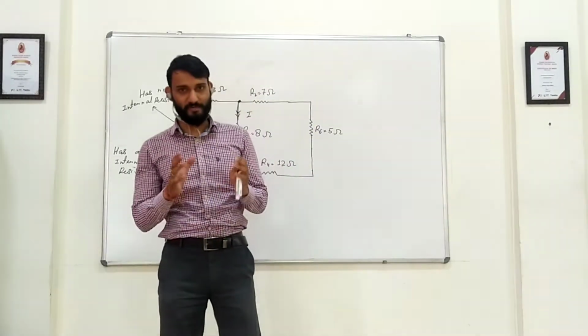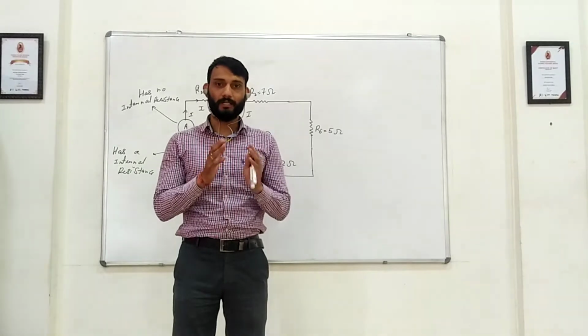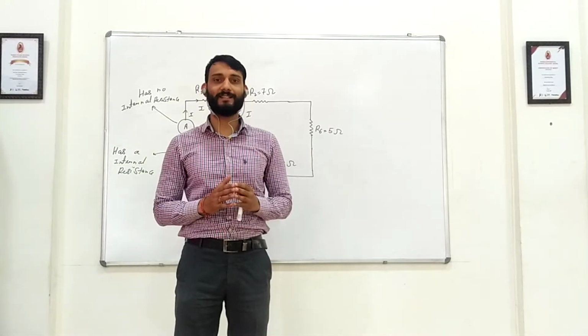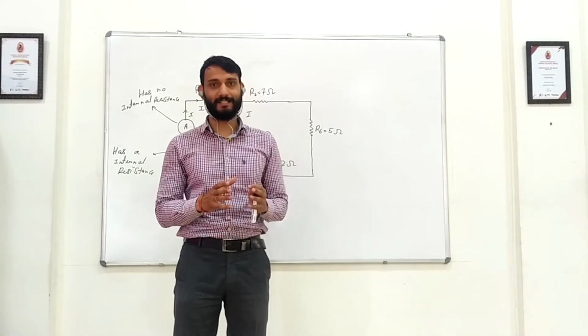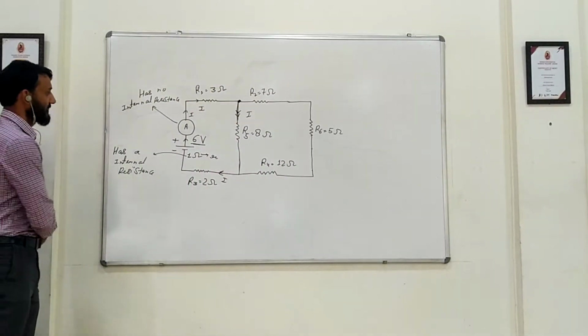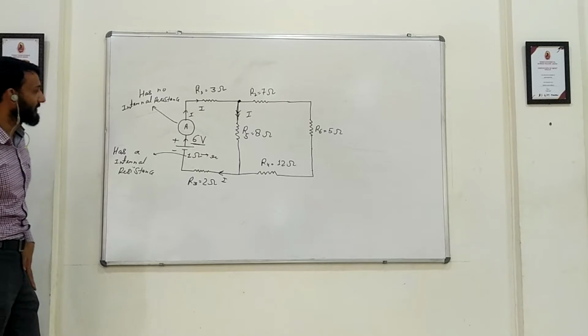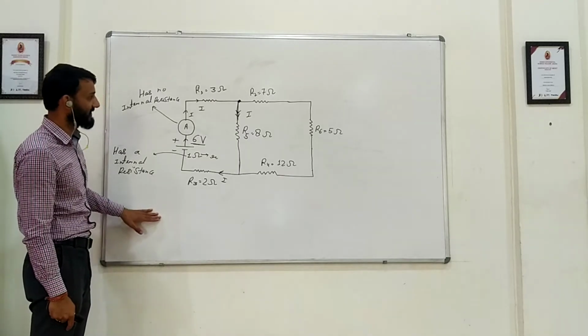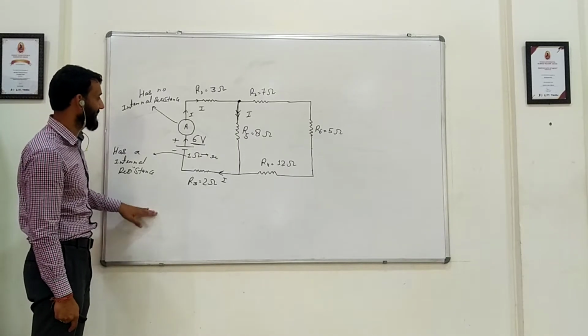Today we will do a few numericals based on combination of resistors, that is, resistors connected in series and resistors connected in parallel, right? So let's begin with the first question. Here is the diagram. Here you can see there are a number of resistors connected in the circuit.